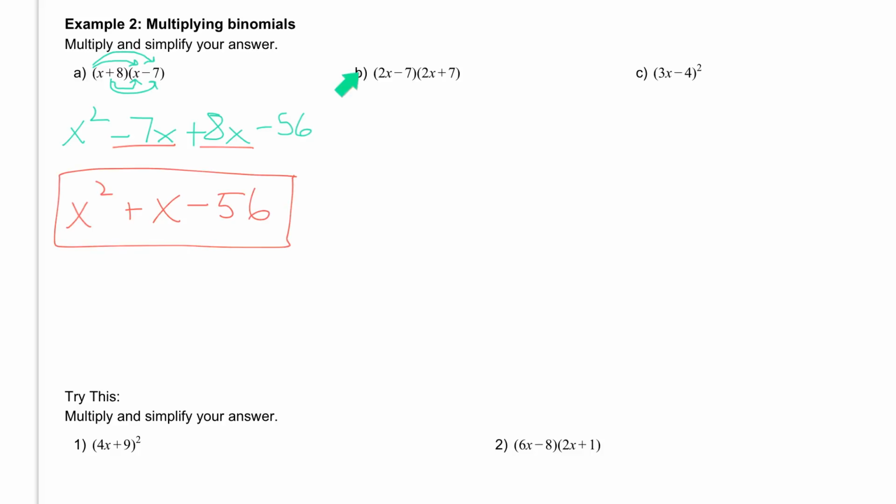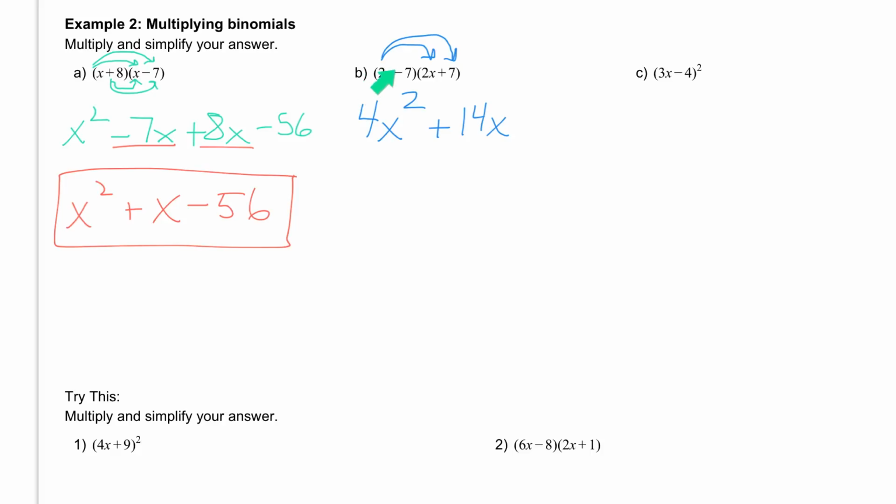Let's do another one. Take a look at letter B. So in letter B, I'm going to take everything from the first set of parentheses and multiply it to everything in the second set of parentheses, starting with this 2x right here. So I'm going to take 2x times 2x, which will give me 4x to the second. Then I'm going to take 2x times 7, which will give me a positive 14x.